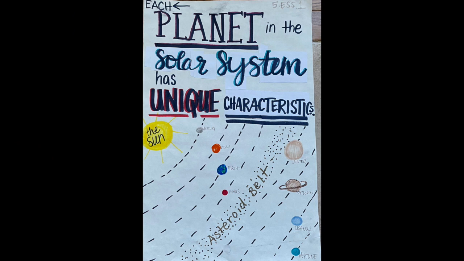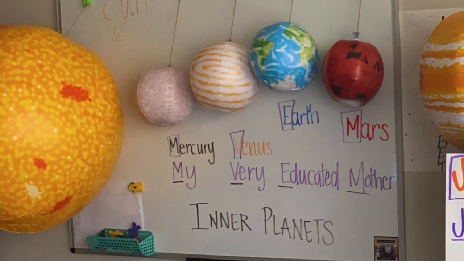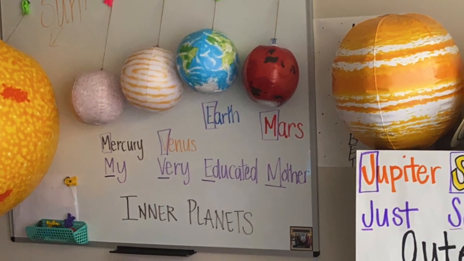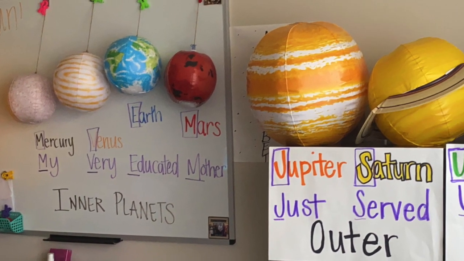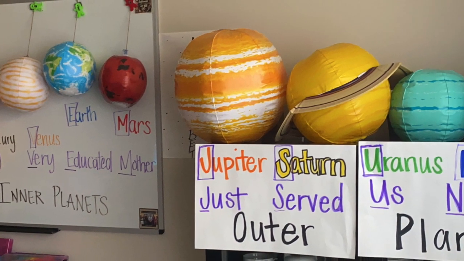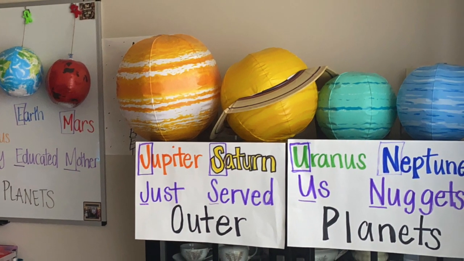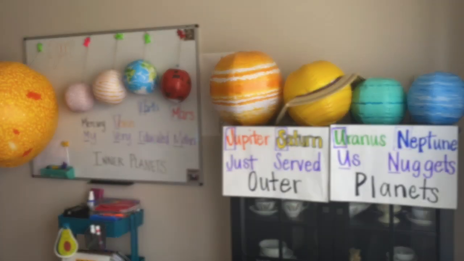We are going to explore how each planet in the solar system has unique characteristics. But remember, you've got to know the order of the planets from the Sun. We've got those inner planets, Mercury, Venus, Earth, and Mars, and our outer planets, Jupiter, Saturn, Uranus, and Neptune. That silly saying, my very educated mother just served us nuggets, helps me remember the order of those planets. Now let's learn a little bit about those unique characteristics.